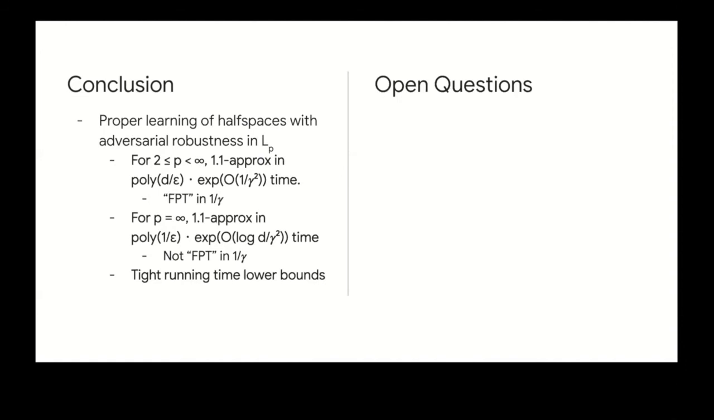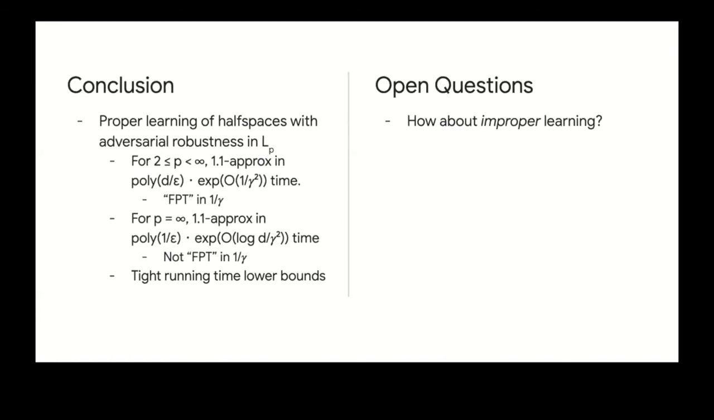In terms of open questions, I think the most interesting one to me is about improper learning. As I said at the beginning of the talk, proper learning means that we output a hypothesis that is within this class, right? And within this class means that we output a hypothesis which is a half space. And in our work, we always consider this. But you can consider outputting some other hypothesis that is more complicated, such as a polynomial, or a linear threshold polynomial and so on and so forth.